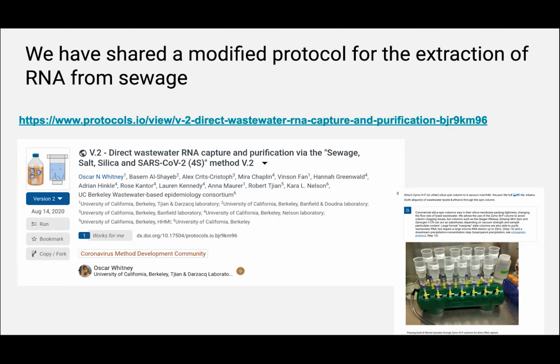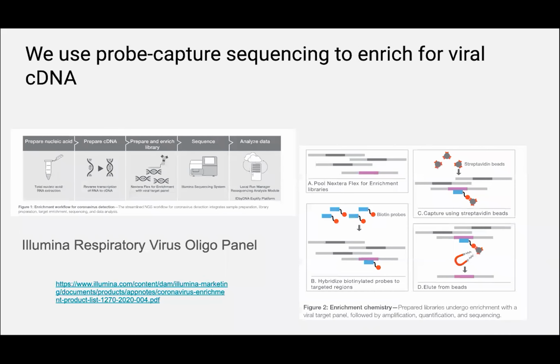And really what you can do is have a large vacuum manifold like here in this picture, and you can put many columns on that and simultaneously suck wastewater through many columns. Then there's a wash step or two, and then you elute the RNA directly from the column. We found that this method seems to recapitulate more total quantity of SARS-CoV-2 RNA from samples than some of these other methods. But then when we have the RNA, the question is, of course, we want to sequence it.